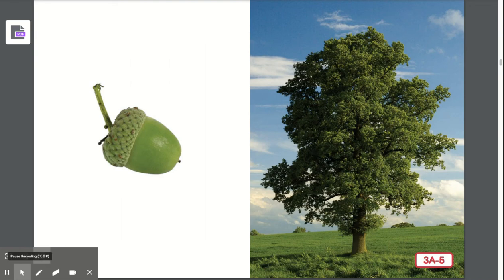Now, let's explore the life cycle of this oak tree. This acorn contains the seed of an oak tree. You may have seen acorns before on the ground, outside, next to full-grown trees, or being carried away by squirrels.